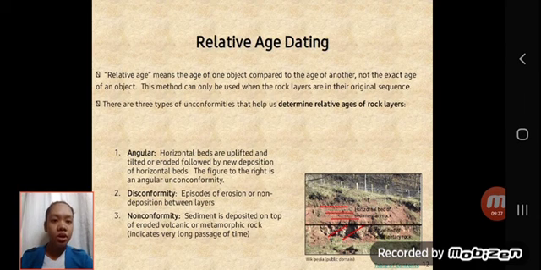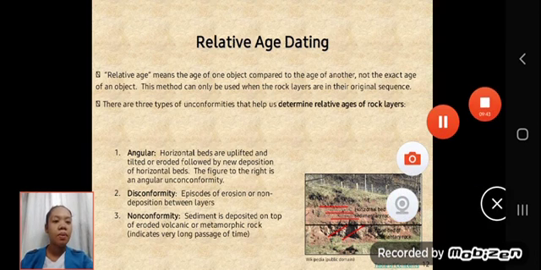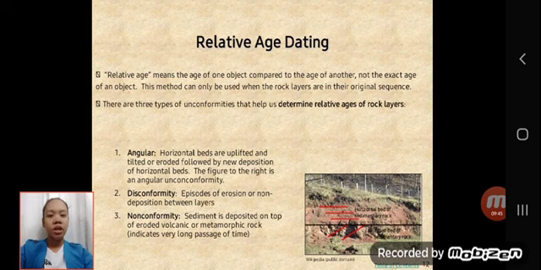So let's proceed to relative age dating. Relative age means the age of one object compared to the age of another, not the exact age of an object. This method can only be used when the rock layers are in the original sequence. All six of the original stratigraphic principles may be applied to determine the age of rock. This process is called age dating.